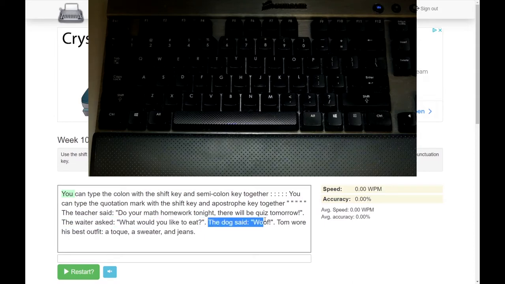One more example here. It says the dog said, "Woof." So the dog said, and then you type colon, and then space, and then quotation mark, and then what the dog says, which in this case is woof. Then you end what the dog says with another quotation mark. So that's how you use colons and quotation marks when you want to show that someone or something is saying something. So let's practice typing the colon and quotation marks with this exercise.